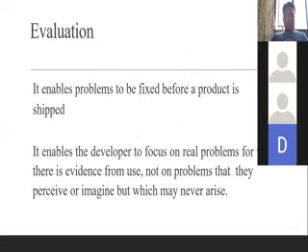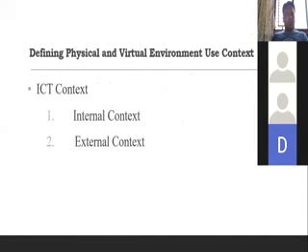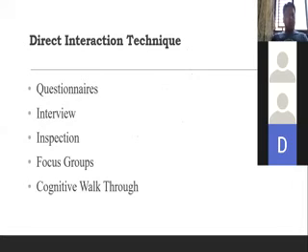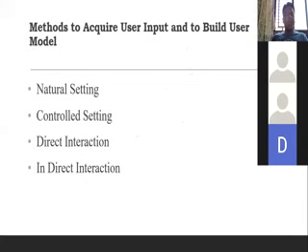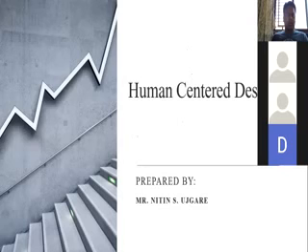So which point do you want to go through? Have you seen these direct and indirect interaction techniques? I mean, did you understand this? What are the different methods to acquire the user input and to build the user's model? Yes, sir. Okay, Darshan. So Varad, please let me know if you have any problem in understanding. I'll go through the PPT if you share it, and I'll let you know after going through it.